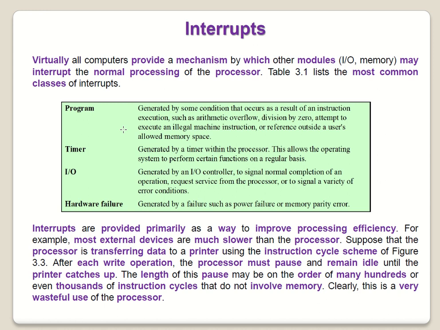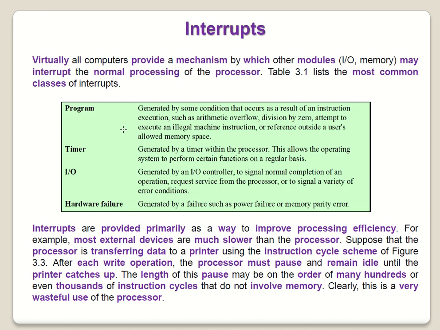Or sometimes there is an instruction which accesses the memory space, but the address is out of the space. Can you get the idea? It's outside the user's allowed memory space. So in these situations, it sends a signal to the processor, and the interrupt is generated as a result of these conditions. These are some examples of the most common classes of interrupts. So these are the four classes: program, timer, IO, hardware failure.